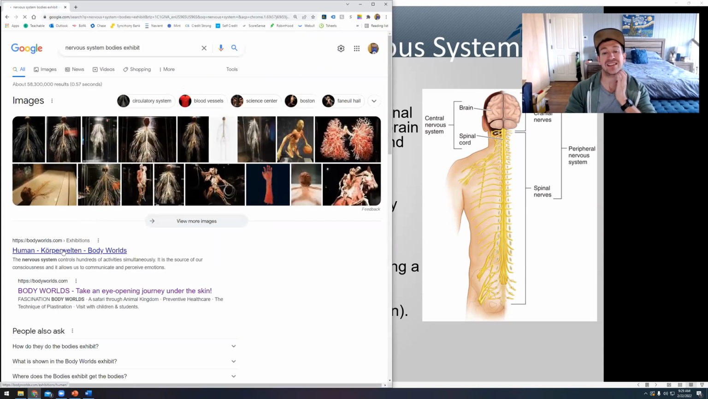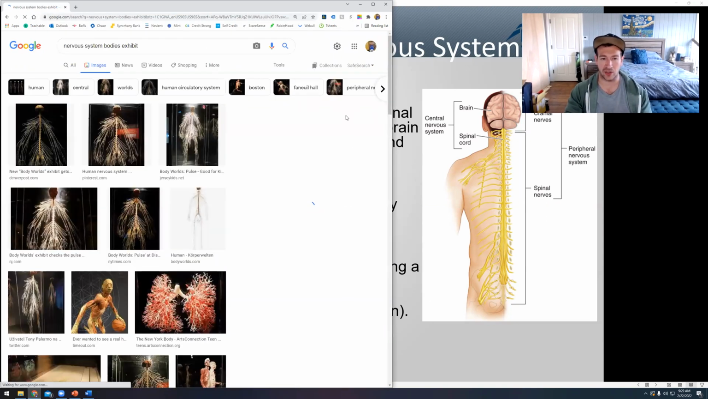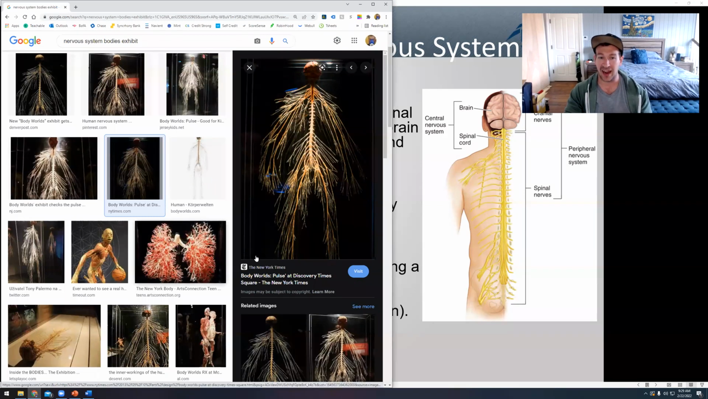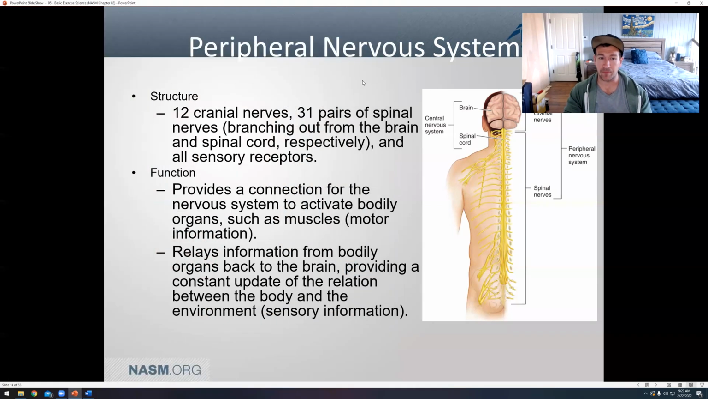Kind of looks like this. Have you ever seen the Bodies exhibit? It's kind of amazing. They've pulled out sections and splayed them out, so you can see everything there.